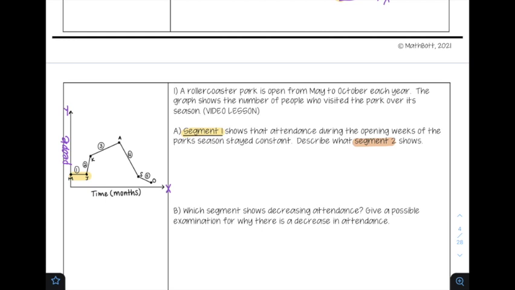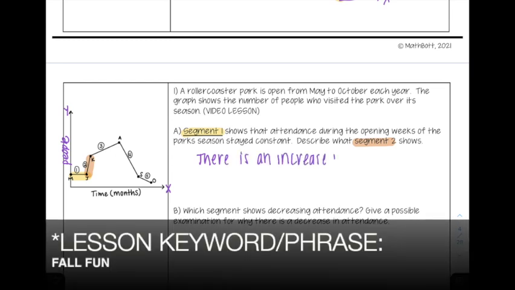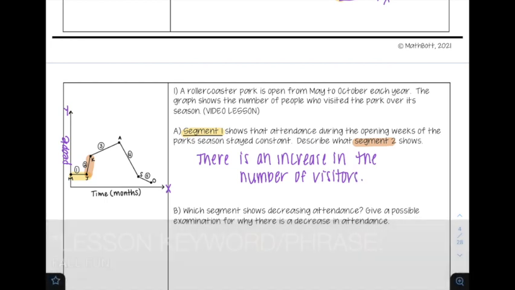So if the horizontal line at segment 1 is constant, then from June to July, we need to describe what happens with the attendance and the number of people who are visiting the park. So if you look at segment 2, it's an increasing portion. So what you can say is that there is an increase in the number of visitors, or the number of visitors is increasing between June and July.